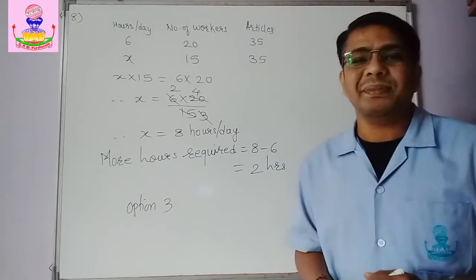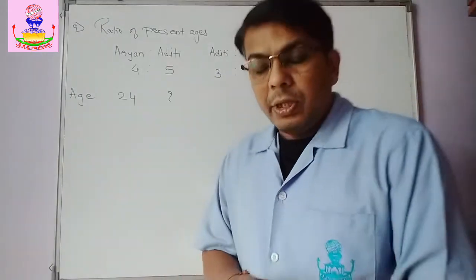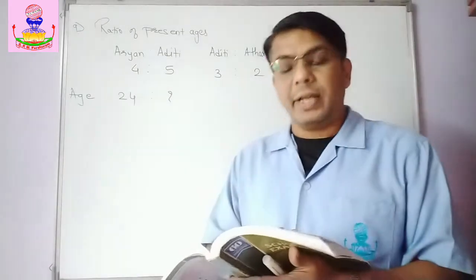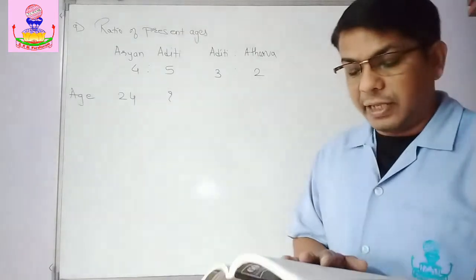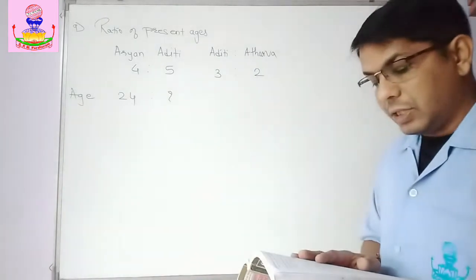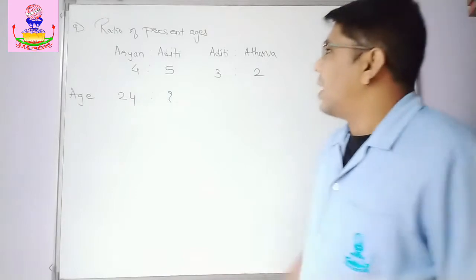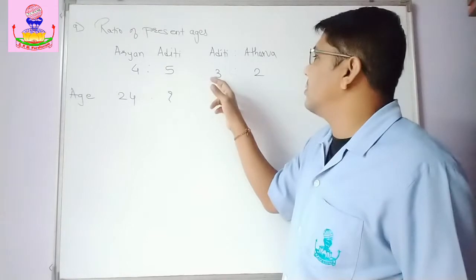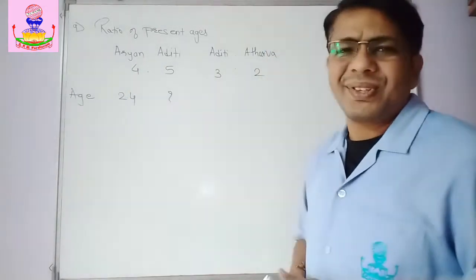Now next example. Now say the ninth one. The ratio of the percentages of Aryan and Aditi is 4:5. The ratio of the percentages of Aditi and Atharva is 3:2. If the percentage of Aryan is 24, find the percentage of Atharva. Now, Aryan to Aditi percentage ratio is 4:5, Aditi to Atharva percentage ratio is 3:2. And one thing is given: the percentage of Aryan is 24.